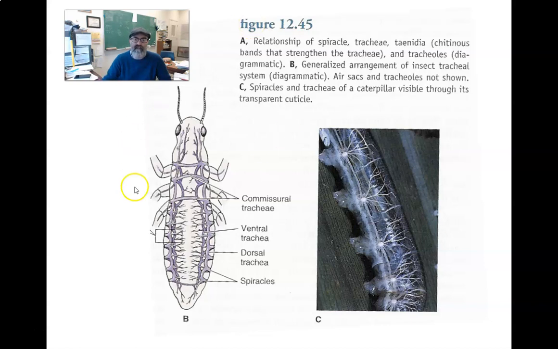So, because it's very passive and it's not very complex, you can't get very big insects. Okay? The volume of the organism is too much for its surface area.